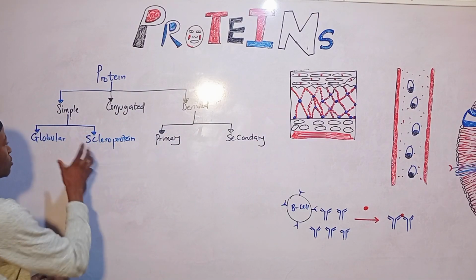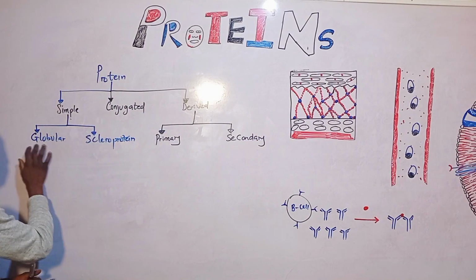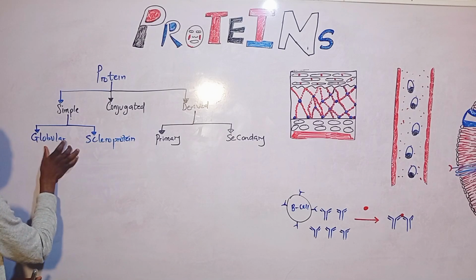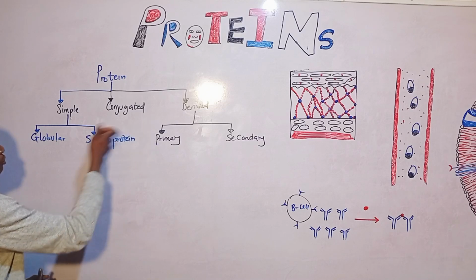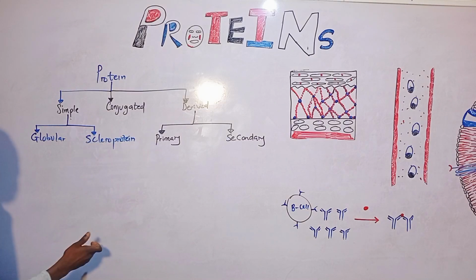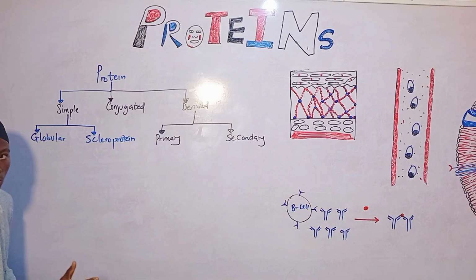So once again, let's come back here. Simple protein is divided into two: the globular protein and the scleroprotein. Globular proteins are globular in shape, and scleroproteins perform a structural function in the body. They give strength and support to the body tissue.